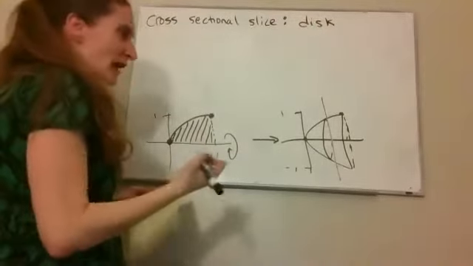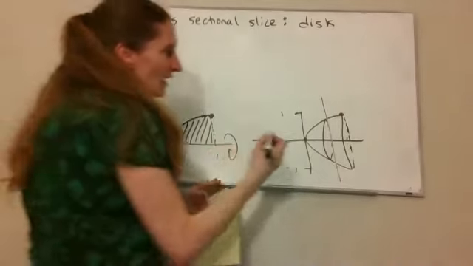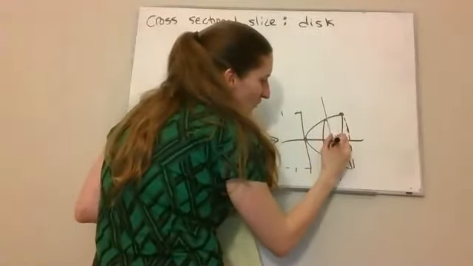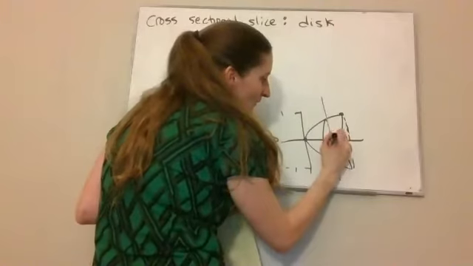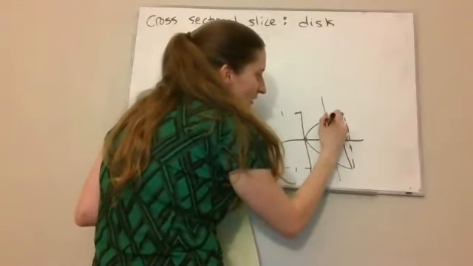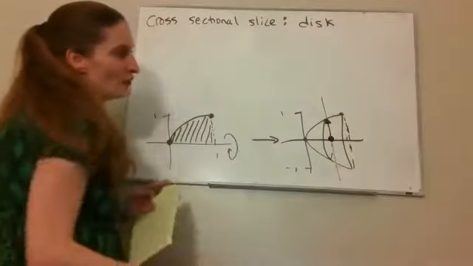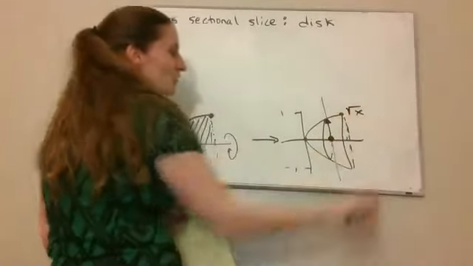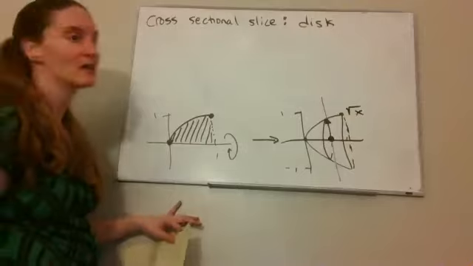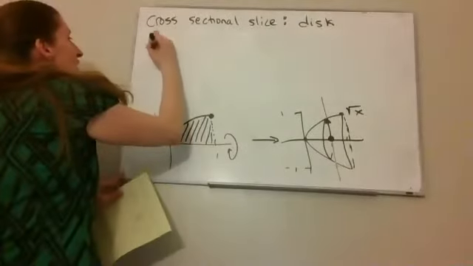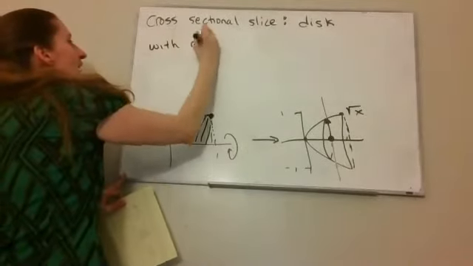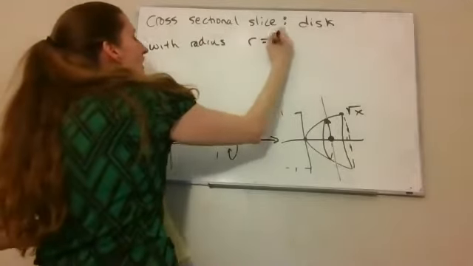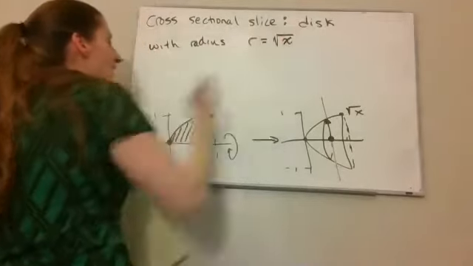And what would be the radius? Well, the radius of this cross-sectional slice is this distance here from the middle to the top. And what is this distance given by? Well, my original equation, square root of x. So we have a disc with radius r equals the square root of x.